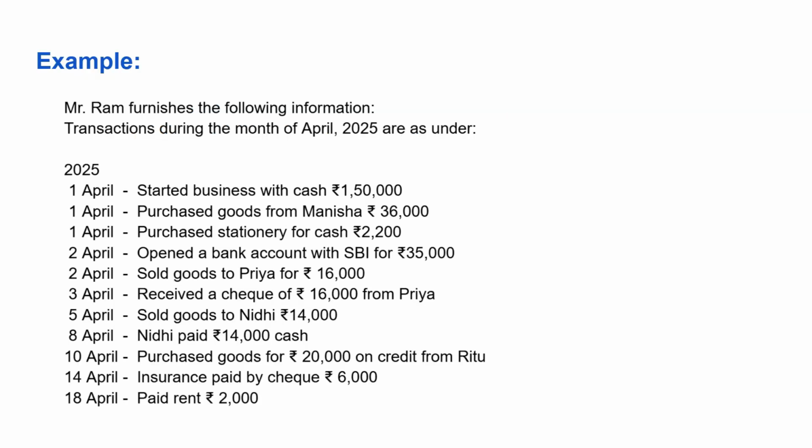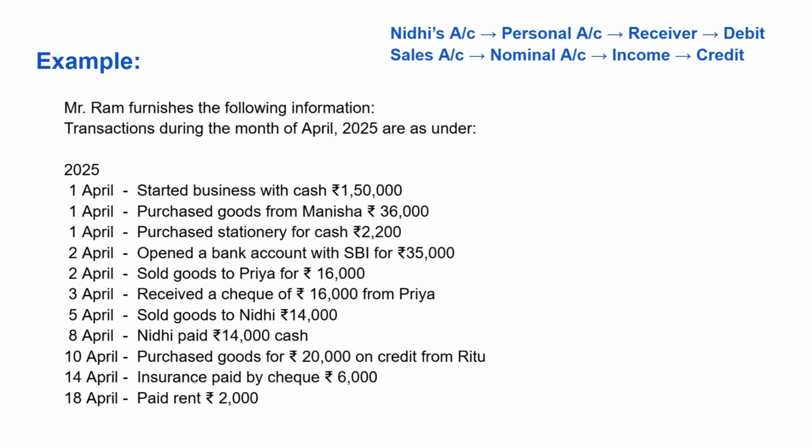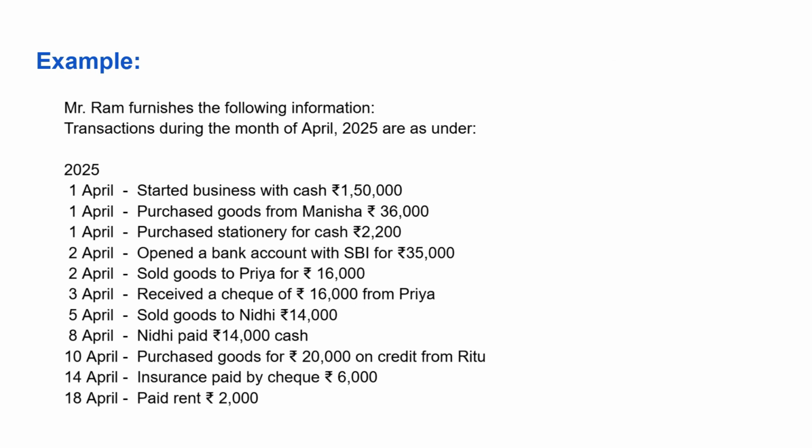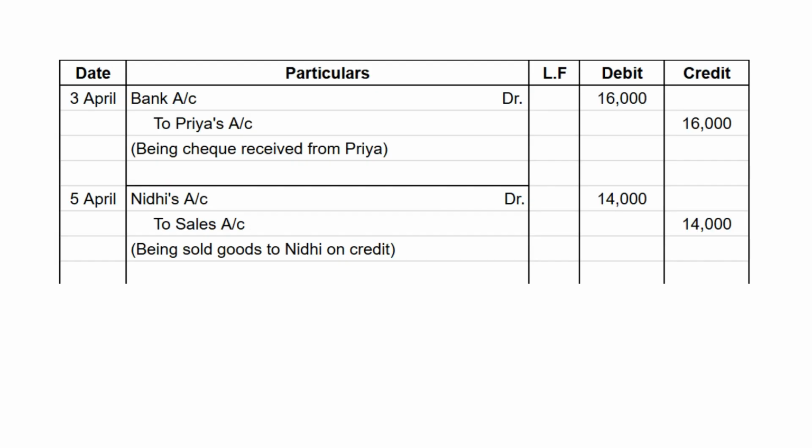5th April, sold goods to Nidhi 14,000 rupees. Here the two accounts affected are sales account and Nidhi's account. Nidhi is person, so it is personal account, and we have sold goods to Nidhi. So Nidhi is the receiver, so debit the receiver. And sales account is nominal account because sales is income, so it is credit. Let's see how we'll record it. 5th April, Nidhi's account debit 14,000 rupees, to sales account 14,000 rupees, and the narration is being sold goods to Nidhi on credit.